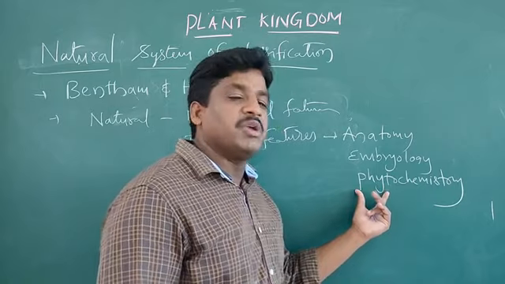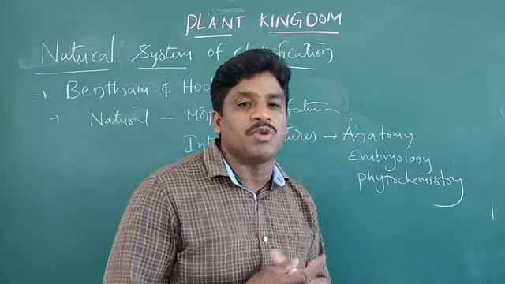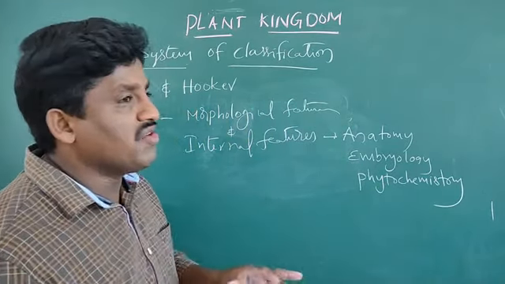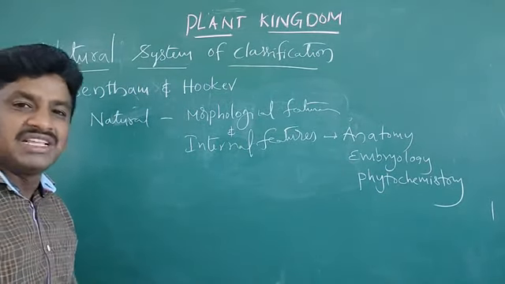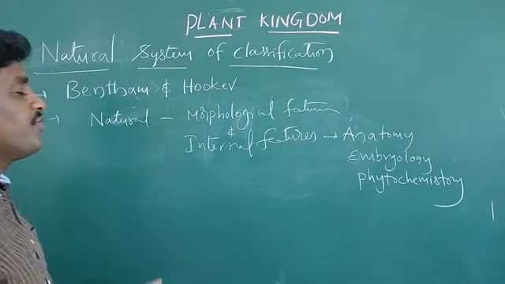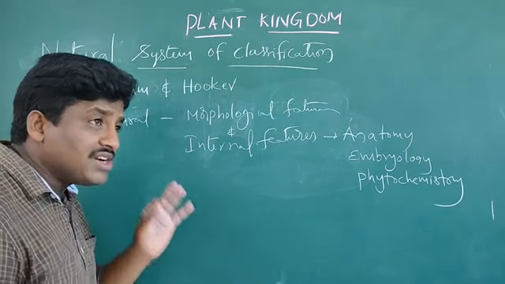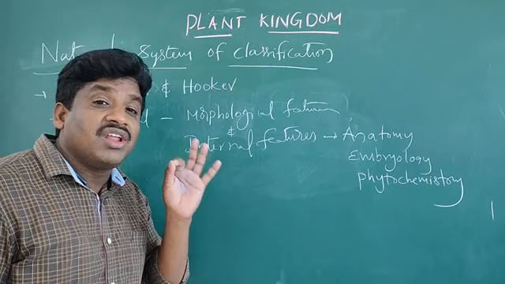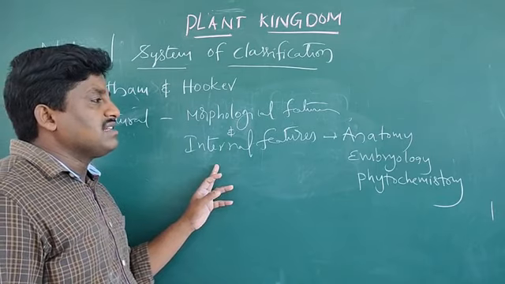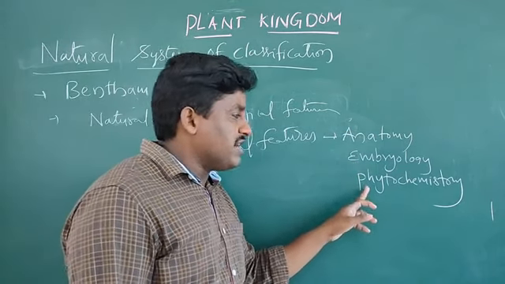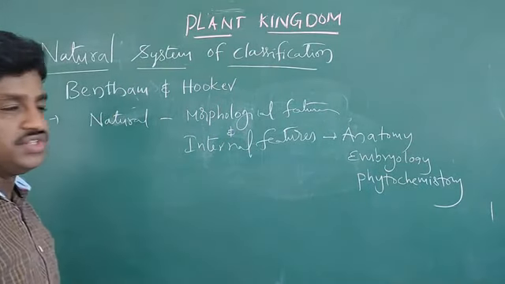Next, phytochemistry. Phyto, as I already said, means plant, so plant chemistry. In plants, what chemical constituents are present? Internally, everything is analyzed, and based upon that they classify this natural system of classification. So this natural system of classification was proposed by the scientists Bentham and Hooker. All the plants are classified based on natural affinities among the morphological features and internal characters like anatomy, embryology and phytochemistry. Such a classification we call the natural system of classification.